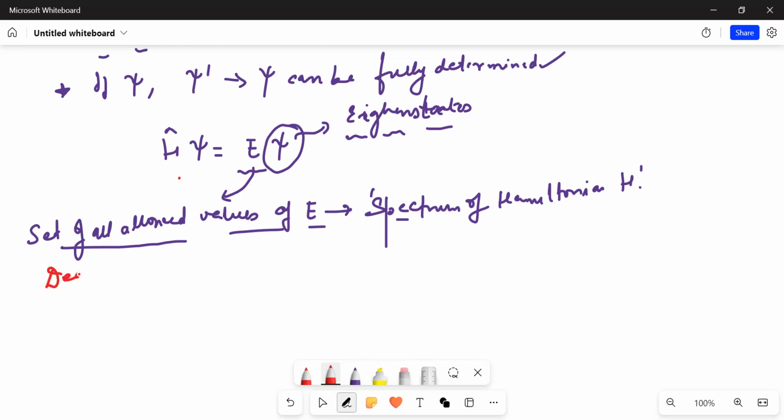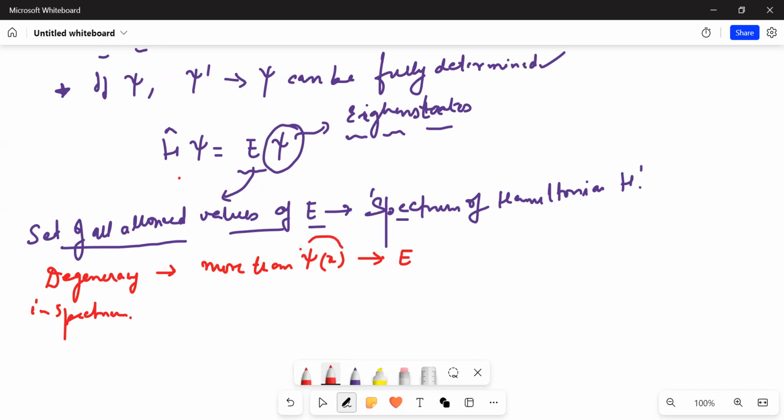Degeneracy exists in the spectrum only if there is more than one solution of psi(x) corresponding to the same energy eigenvalue. So if you have more than one eigenstate having the same energy, then these states are called degenerate states.